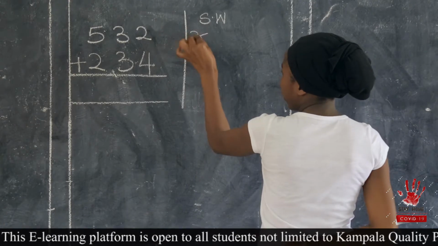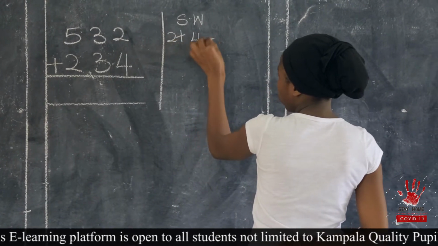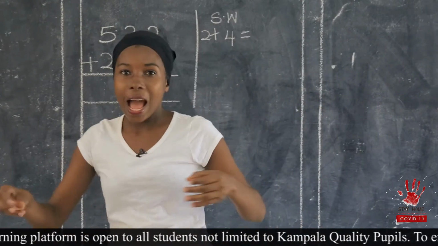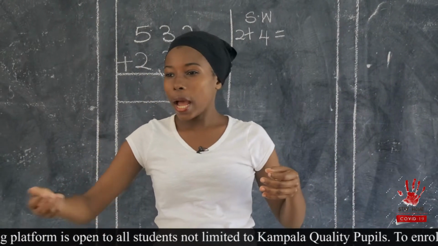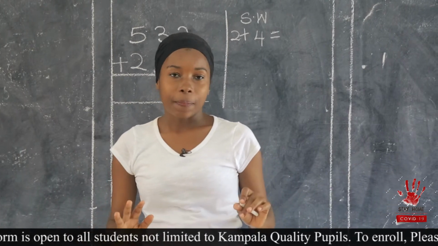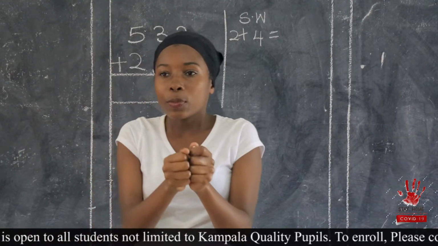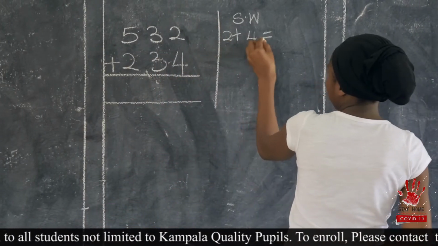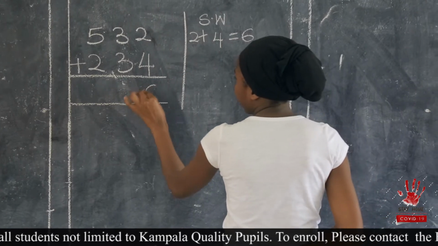So we say 2 plus 4. When you add 2 plus 4, we said we can use anything around. We can join anything around. We can add spoons, sticks, stones, anything. We put them together and we get the answer. So 2 plus 4 is 6. So we put our 6 there.